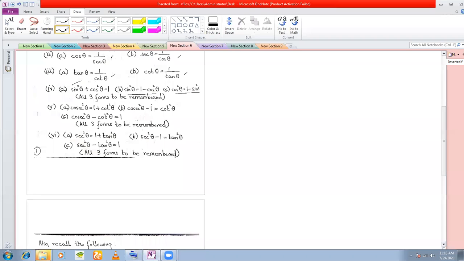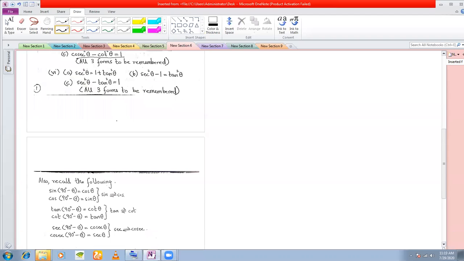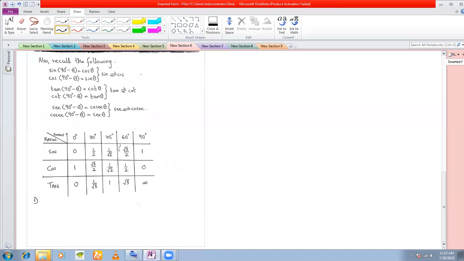Let me finish then. For the next square relation, cosec square theta is equal to 1 plus cot square theta, you have to remember the other two forms also. Cosec square minus cot square is 1, and cosec square minus 1 is equal to cot square. Again, the third one, sec square theta is equal to 1 plus tan square theta. The other two forms: sec square minus 1 is equal to tan square, and sec square minus tan square is equal to 1.